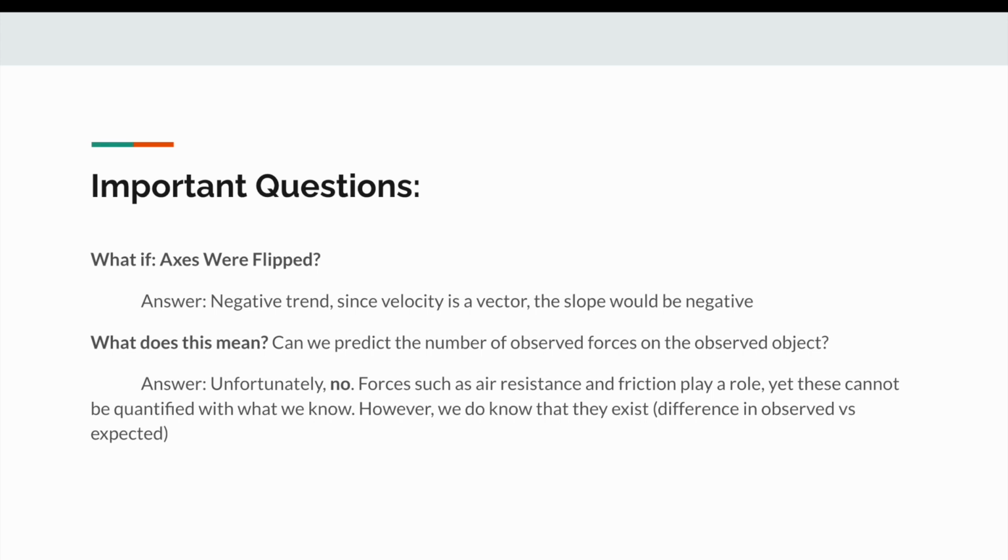And what does all this mean? Can we predict the number of observed forces on the observed object? The answer to this is unfortunately no. Forces such as air resistance and friction definitely do play a role, yet they can't be quantified with what we know at the moment. However, we do know that they exist, and again, this is because the model doesn't exactly match what we expected to see.